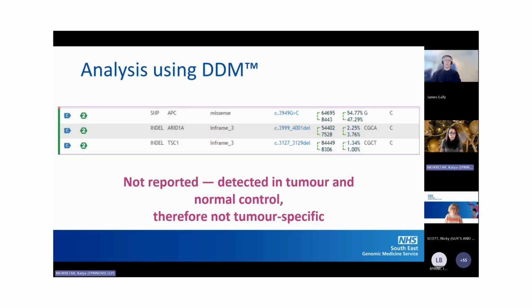More interestingly, these other two variants, which we can see at a very low level in the ctDNA, we can also see present at a similar low level in the normal control. That's the ARID1A, and the TSC1 is the same situation. So this is likely representing a CHIP variant. We don't know what it is, but that's a likely explanation. So these three are not tumor specific, as they're seen in both, and they will not be on the report that you see.